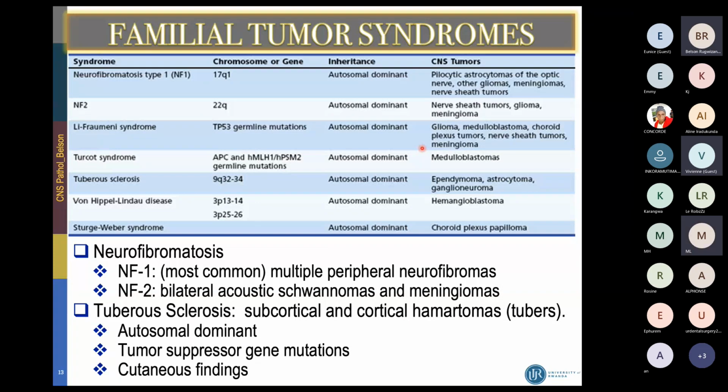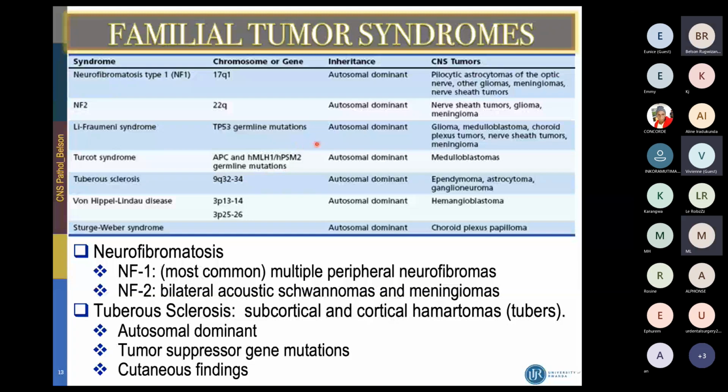Otherwise, to confirm NF1 or NF2 mutations, of course, you need genetic testing. So the NF1 gene is found on chromosome number 17, while NF2 is found on chromosome number 22. Li-Fraumeni syndrome, you know this, is when someone has TP53 germline mutations. And you understand they have many problems because of the importance of the p53 protein.